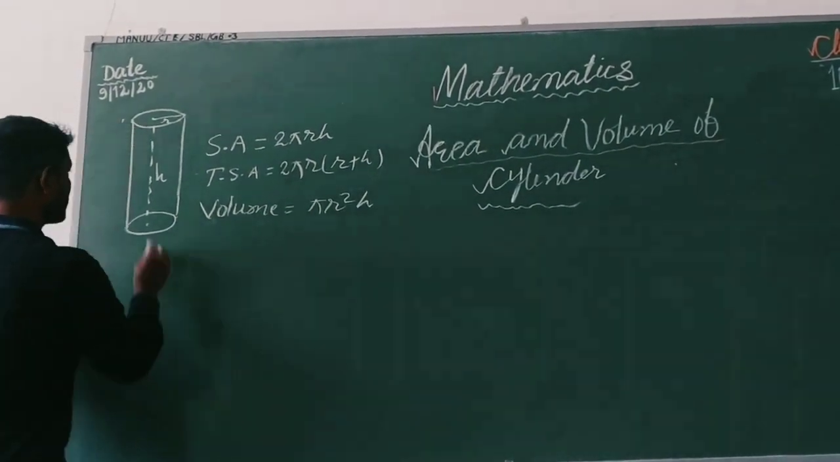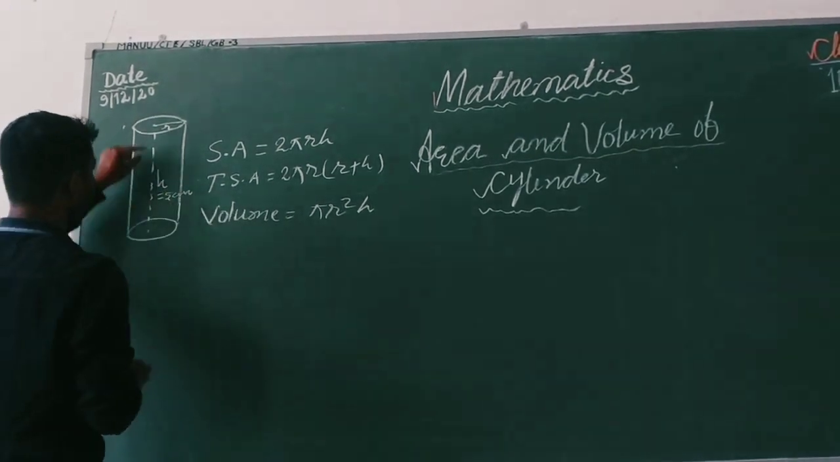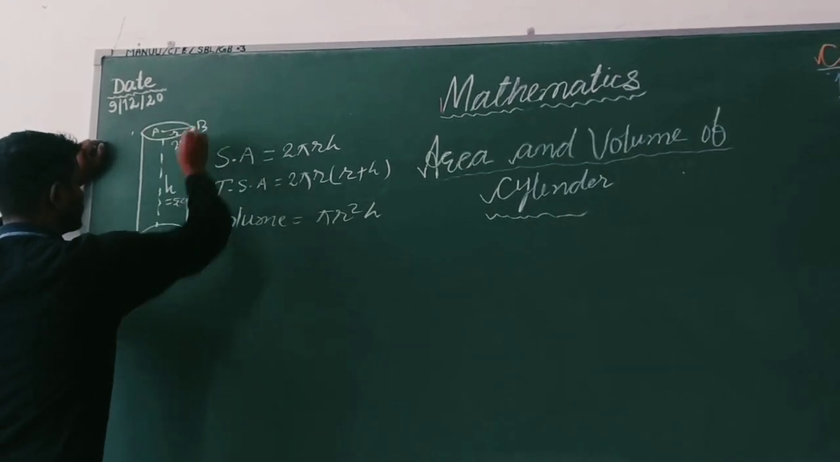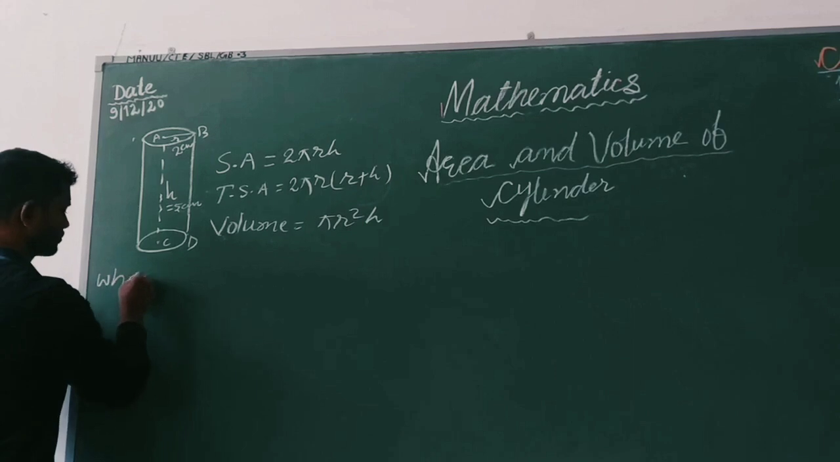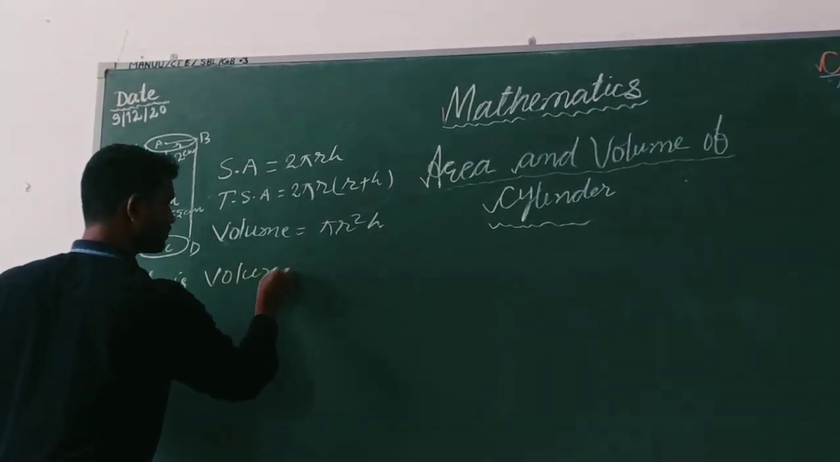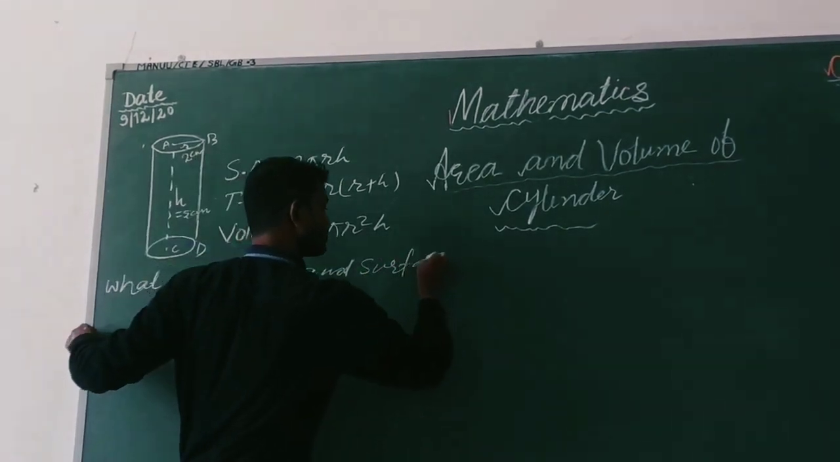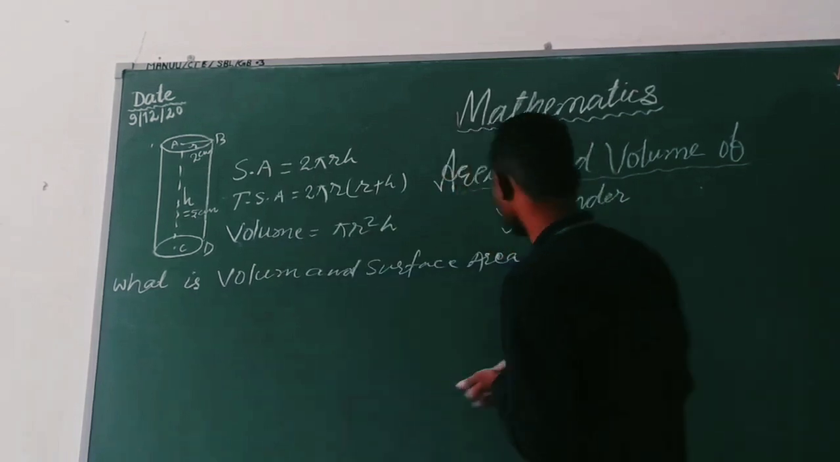Now we are going to solve some questions on this formula. Here the height is 5 centimeter and the radius is 2 centimeter. What is the volume and surface area? How can we find the volume and surface area?